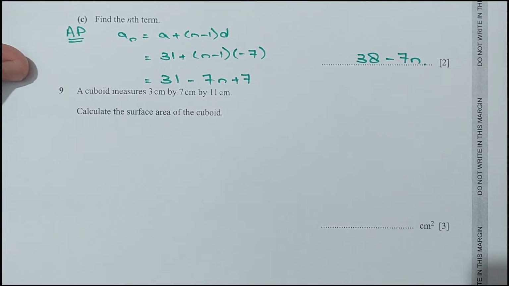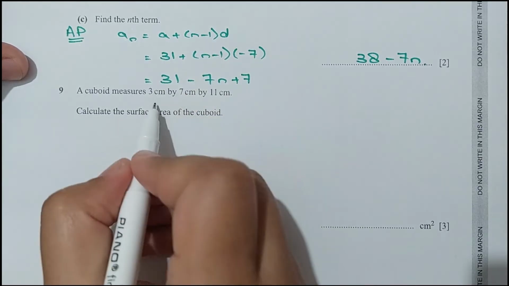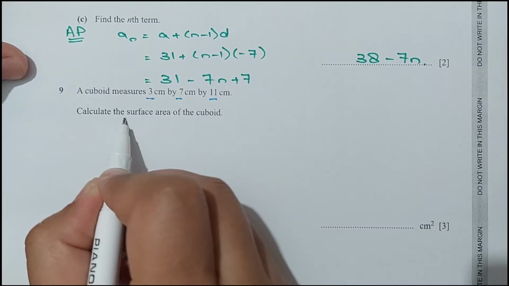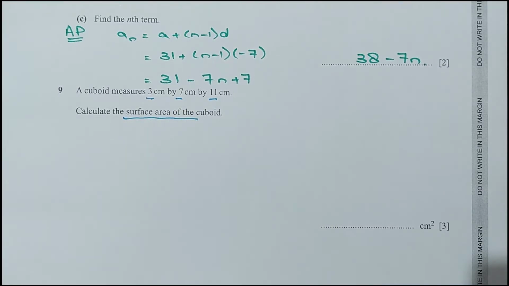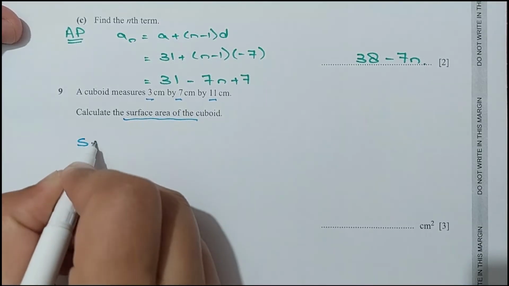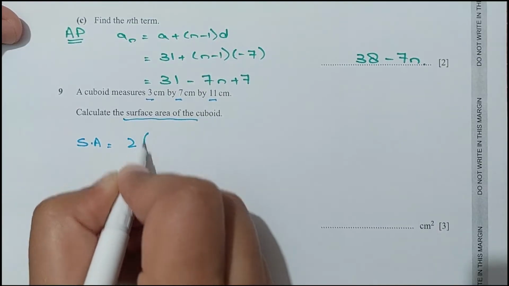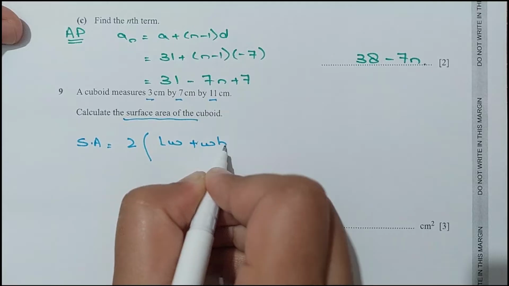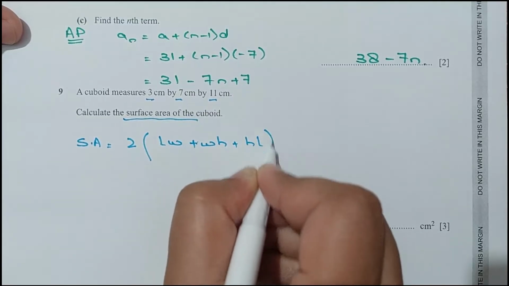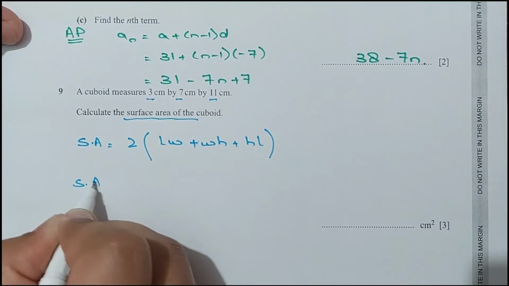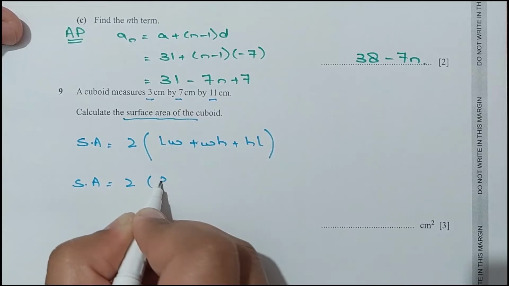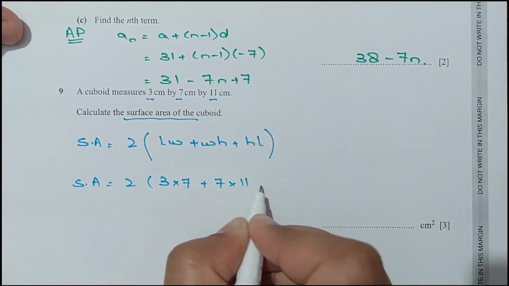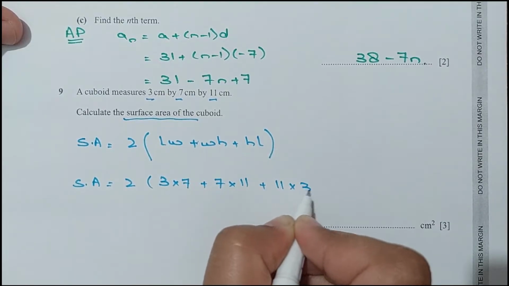Question number 9. A cuboid measures 3 centimeters by 7 centimeters by 11 centimeters. Calculate the surface area of the cuboid. So the surface area of a cuboid has the formula 2 times length times width plus width times height plus height times length. So the surface area becomes 2 times 3 times 7 plus 7 times 11 plus 11 times 3.